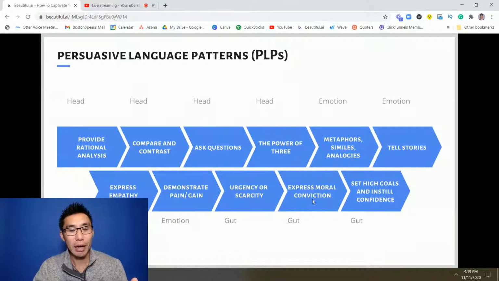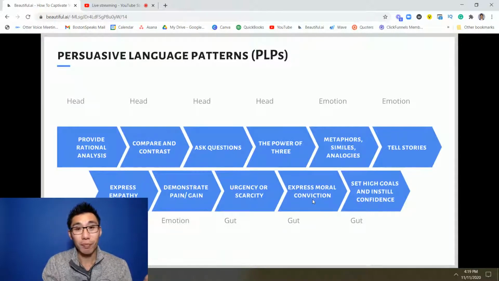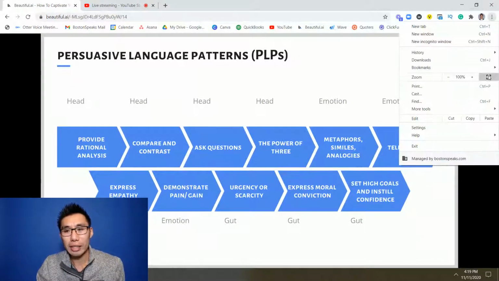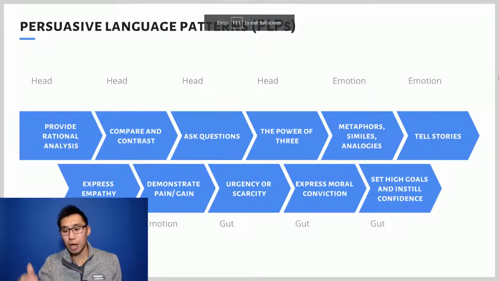So these persuasive language patterns, right? You're talking to the head, talking to the heart, and talking to the gut. Now I'm going to break down, you might want to review this a little bit later, but some of you might be asking, well, how the heck are we going to exactly use these things? Well, let's talk about it right now.